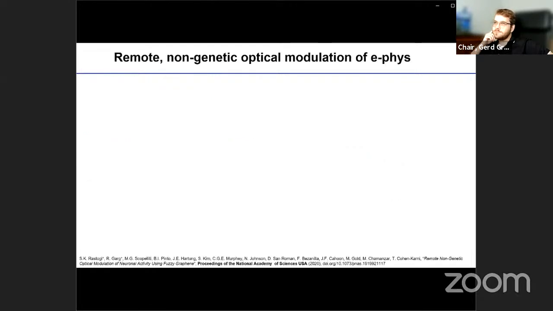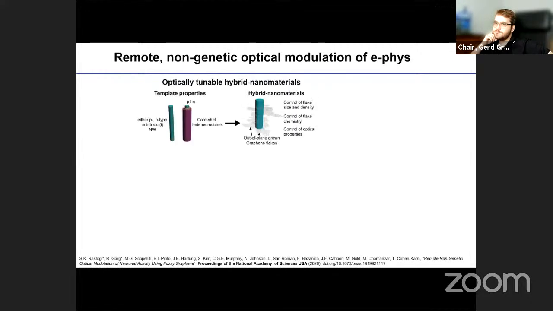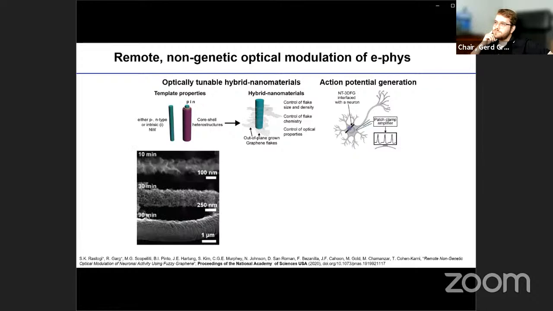Here is our approach for remote non-genetic optical modulation of electrophysiology. Basically, we're generating a library of optically tunable materials, or optically active materials, by controlling the properties of the core made out of silicon nanowires and a shell made out of graphene flakes. As you can see, we can control the density, size, and chemistry of these flakes. We'll use a single wire attached to, in this case, dorsal root ganglia, shine pulses of laser, and modulate the electrophysiology of these cells.